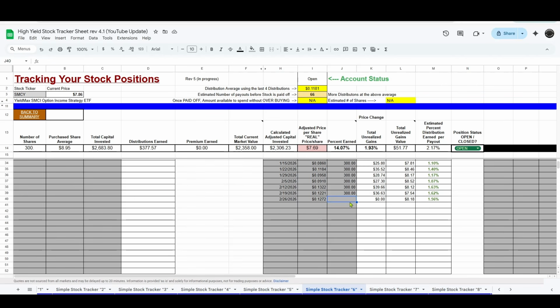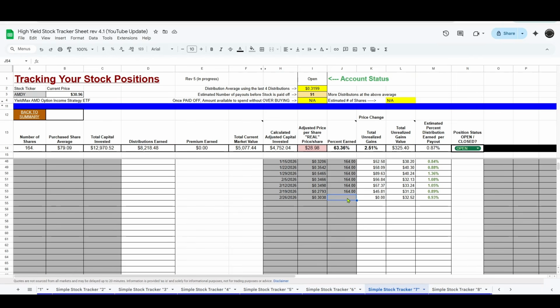For SMCY, we earn 12 cents. I have 300 shares. Therefore, my real price per share of $7.69 now comes down to $7.56. And if I were to sell all those shares, I would make $89. For AMDY, we earned 30 cents, and that's up from 27 cents of last week. And that is a total of 164 shares I do own. So my real price per share of $28.98 now becomes $28.67. So if I sell all my shares at that current price of $30.96, I will make $375.